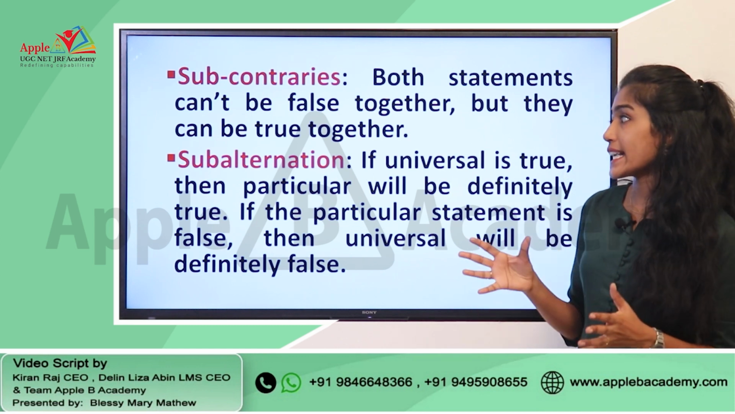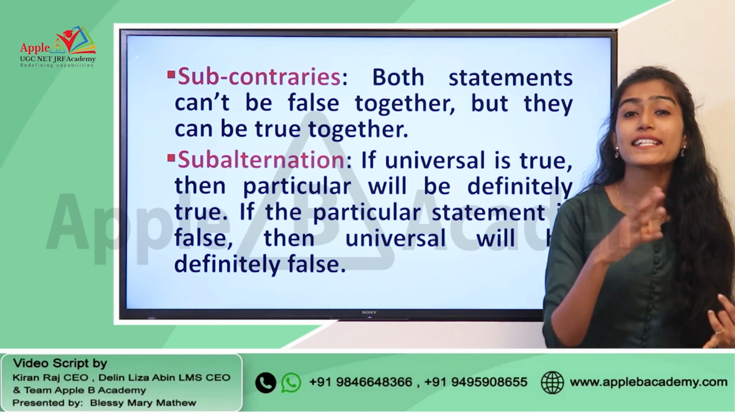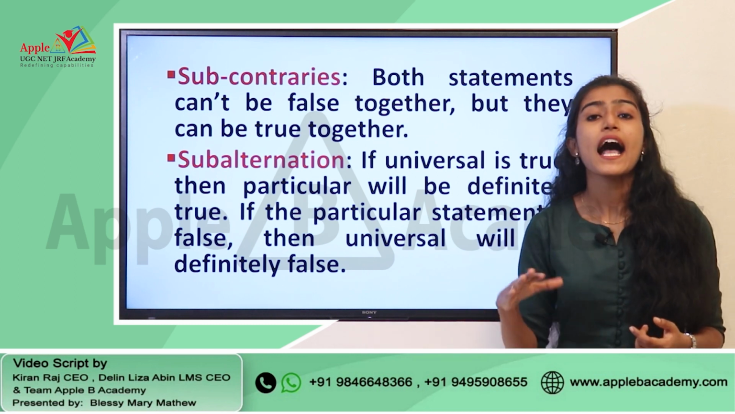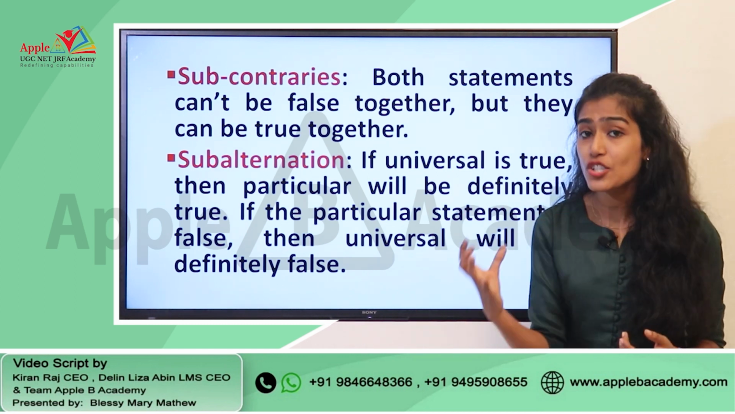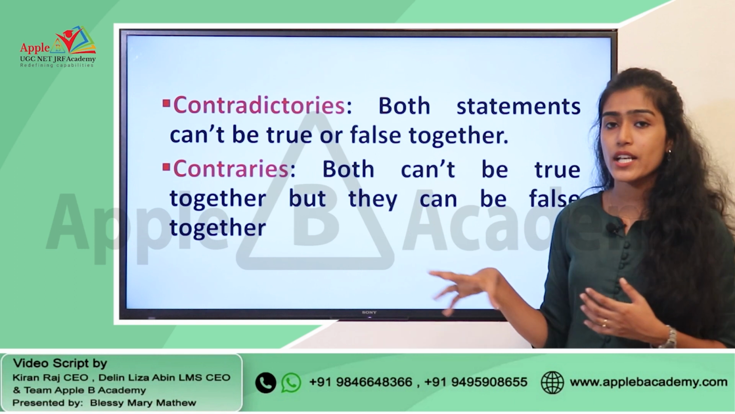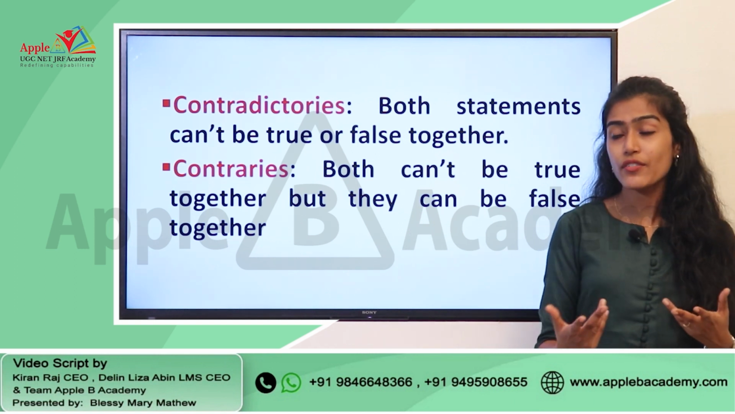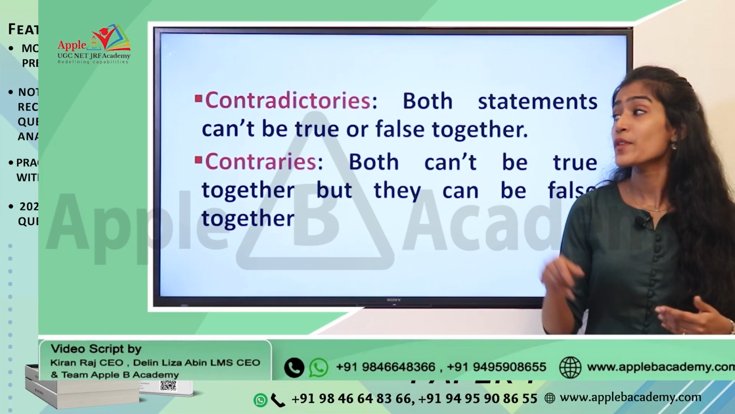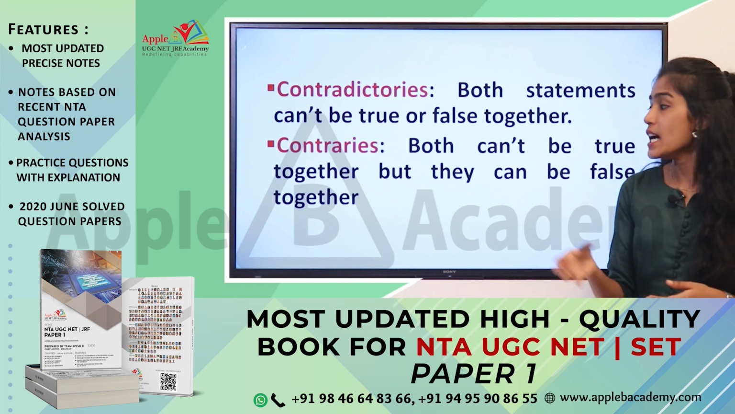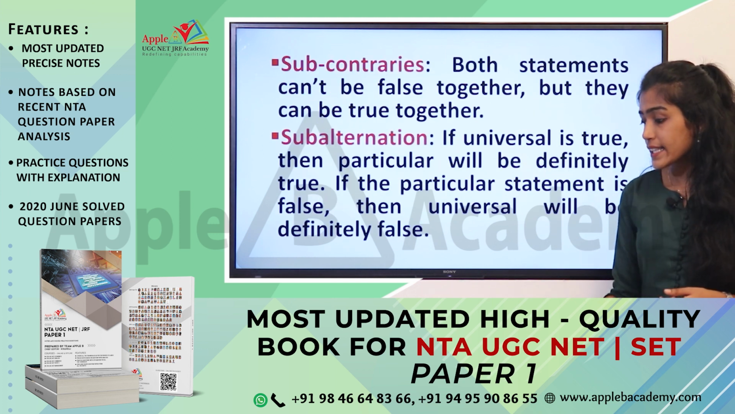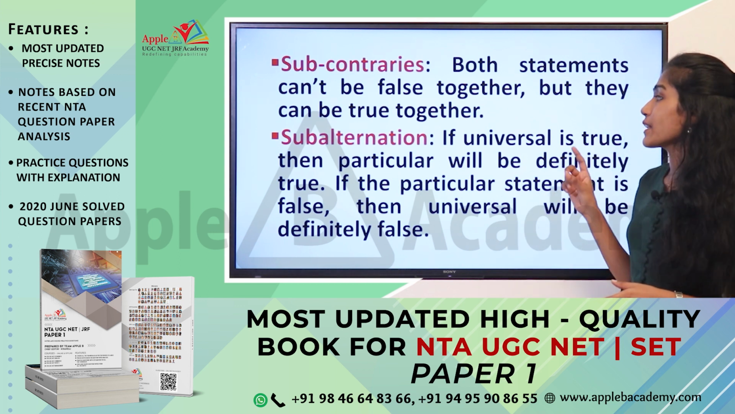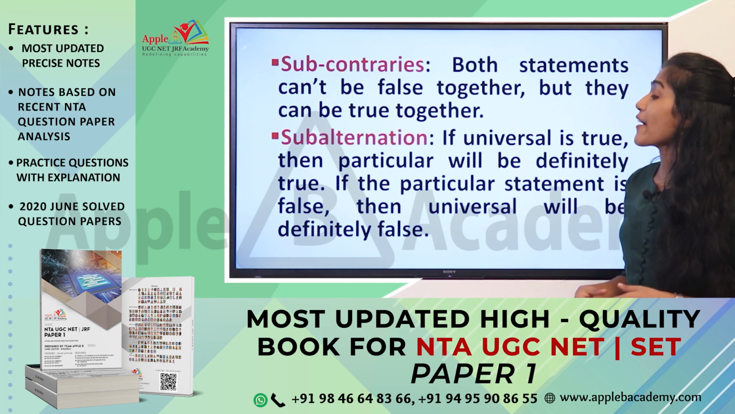This is the next idea that you need to have. First, we have studied the various terms that you can give to the various relationships that we have figured out in the square of opposition, and then we have moved to the nature of the relationship as well. So, once more we will revise this area. Contradictories: what is the nature of the relationship? Both statements cannot be true or false together. In contraries, both cannot be true together, but they can be false together. And then we have subcontraries: both statements cannot be false together, but they can be true together. And then we have subalternation.